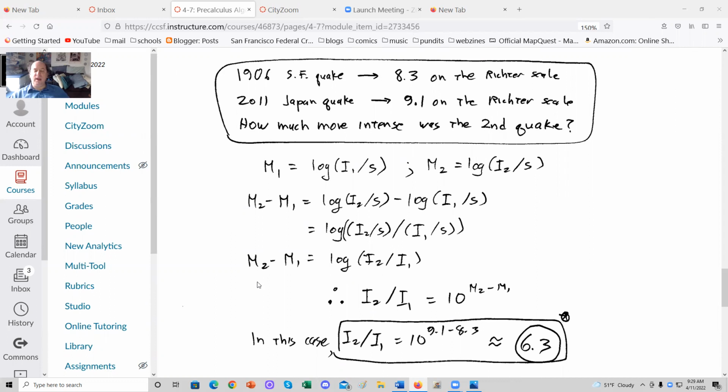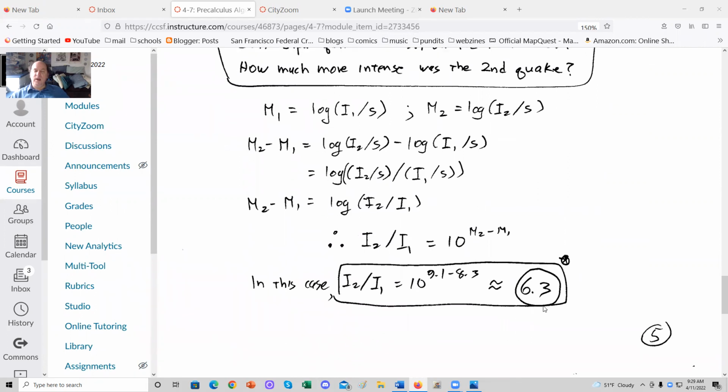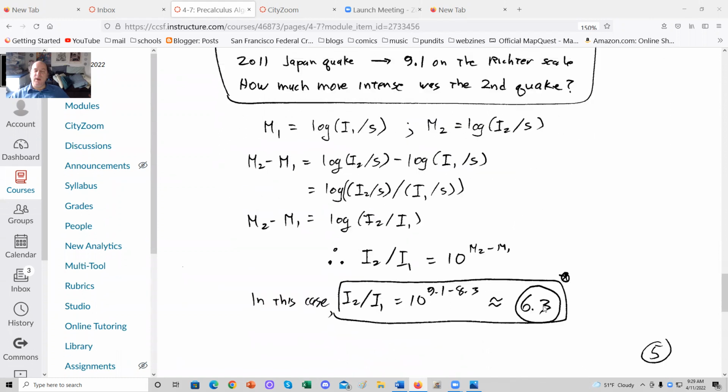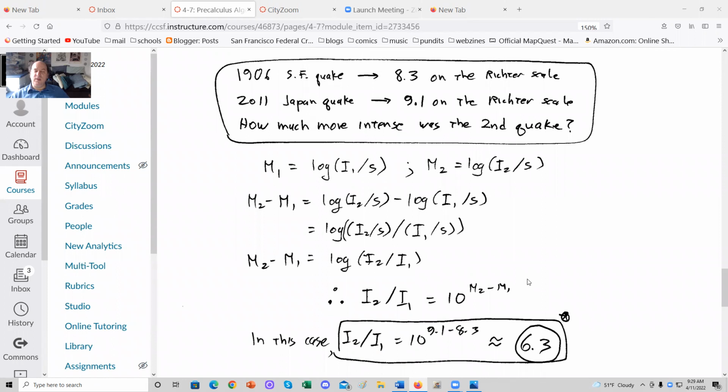And then taking exponential base 10 on both sides, the ratio of the intensities is 10 to the power of the difference of the Richter scales. And all right, we already have them. 9.1 minus 8.3 goes in here. So the ratio is 10 to the 9.1 minus 8.3. And after a bit of calculation, that's about 6.3. So the 2011 Japan quake was 6.3 times as intense as the 1906 San Francisco quake.